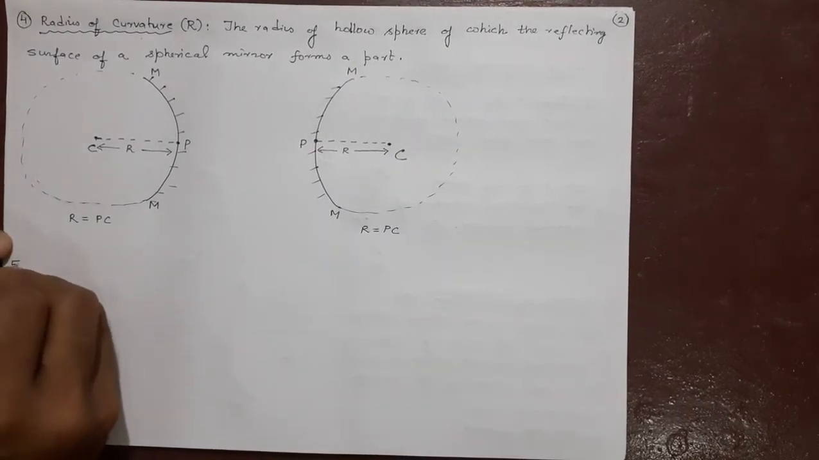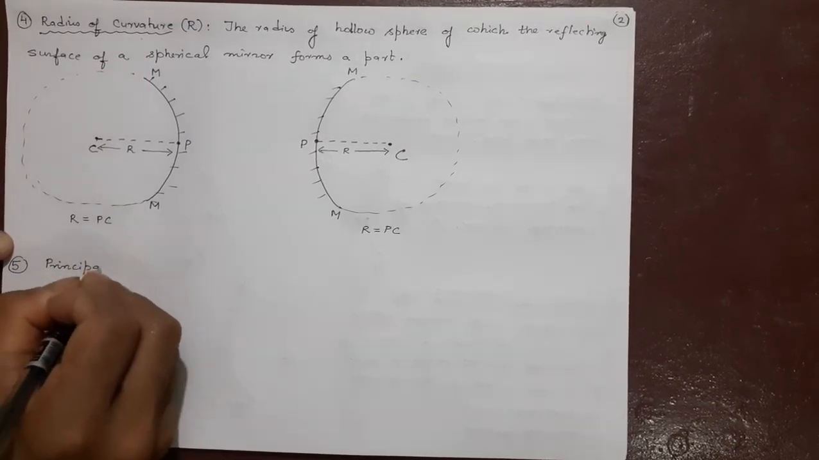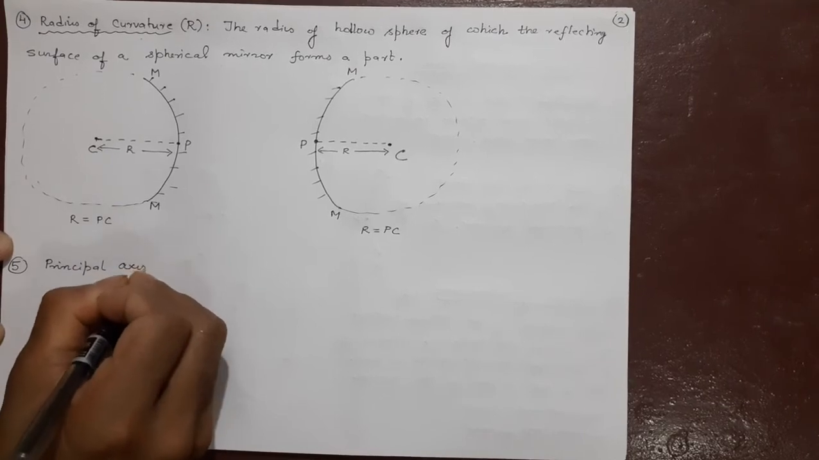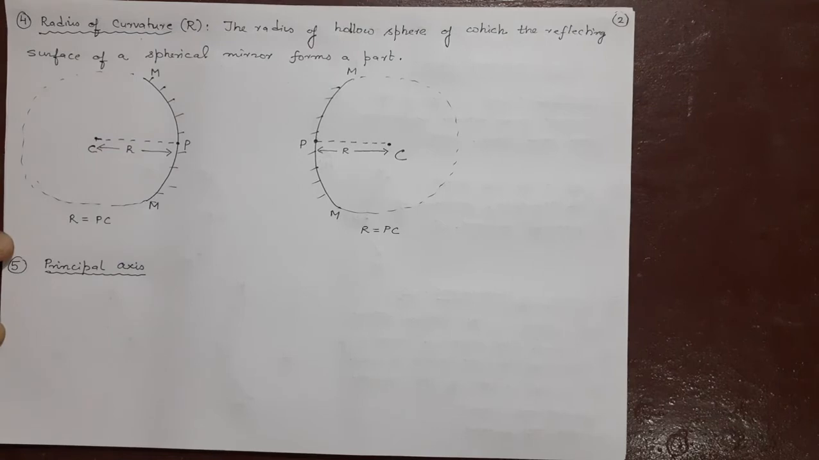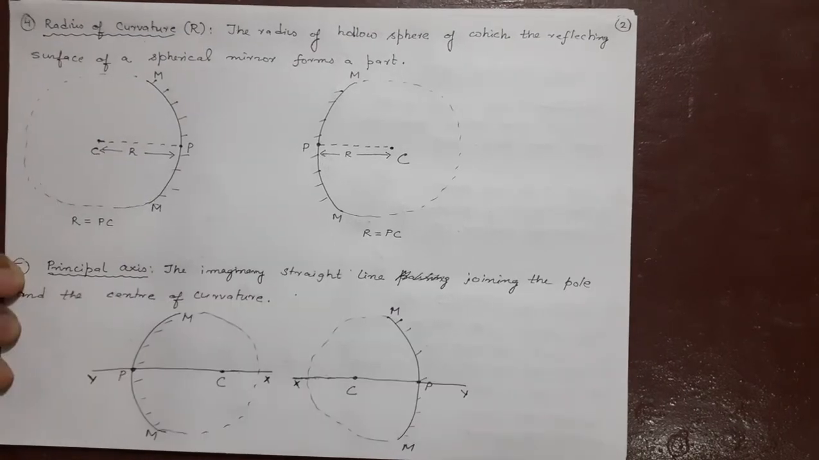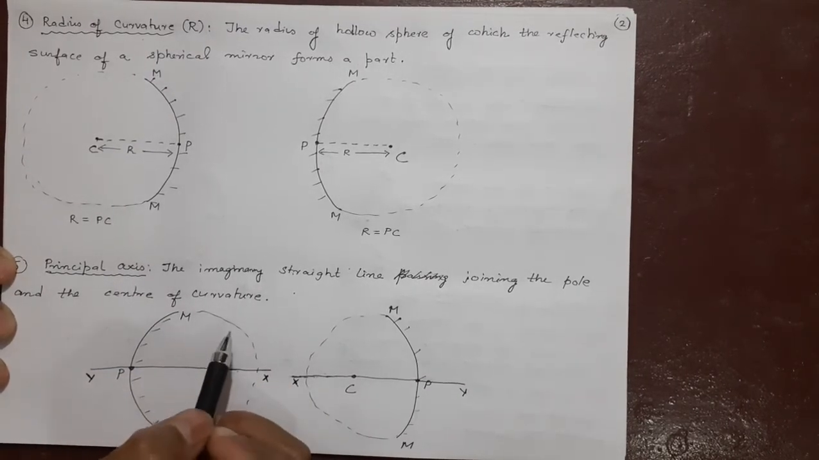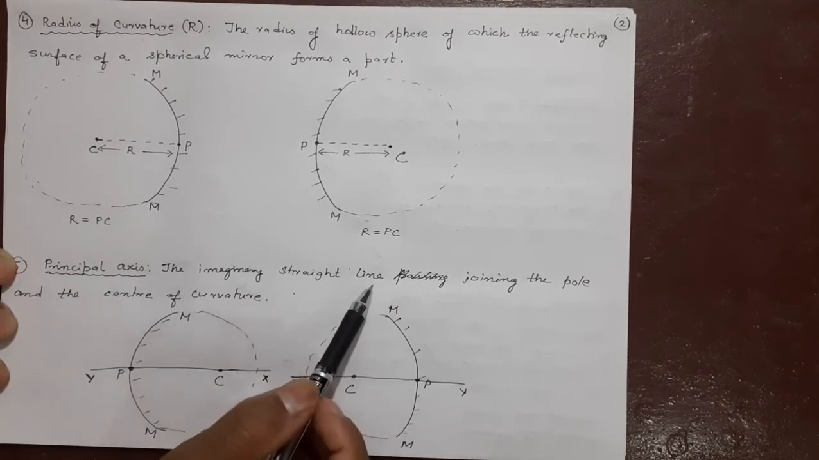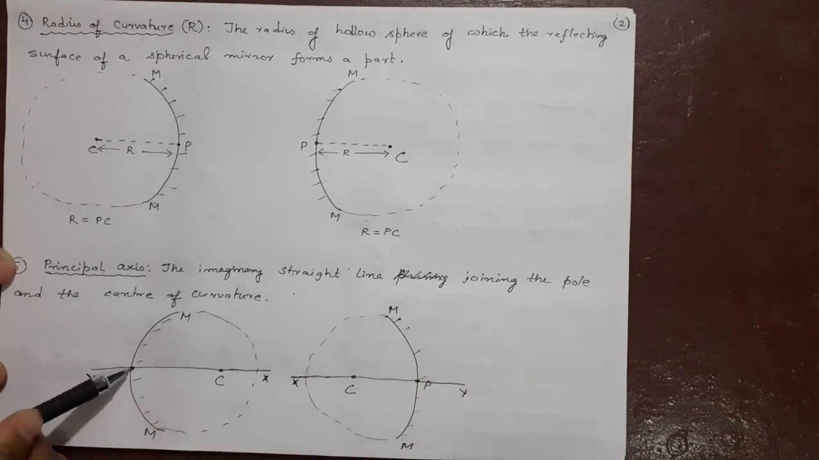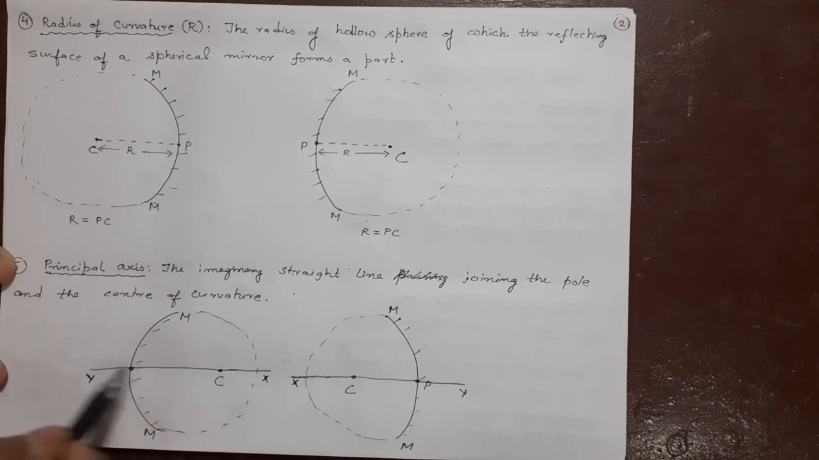The next will be your principal axis. Principal means main, you can easily understand. So axis means that main line. Where is the main line? You can understand where it is when you see the mirror. Now you see, principal axis is this line, not the radius, this line, the imaginary line. Imaginary means it is not an actual line, we just imagine it is there. It is the imaginary straight line joining the pole and the center of curvature, and it is extended like this.